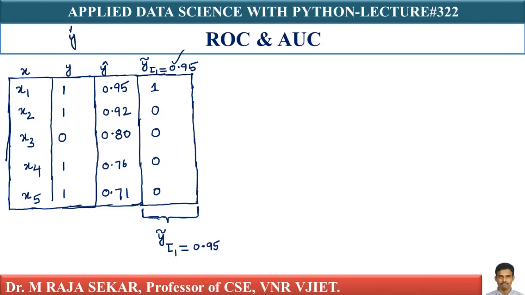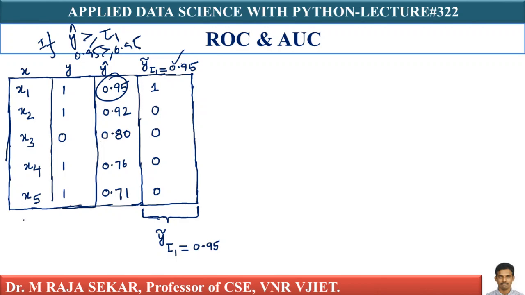If your y cap is greater than or equal to tau 1, then declare it as class 1. What is my y cap value? 0.95 is greater than or equal. My tau 1 is also 0.95. Therefore, which class do I have to give?